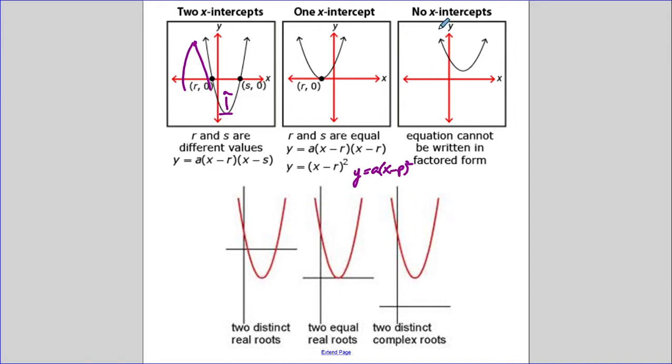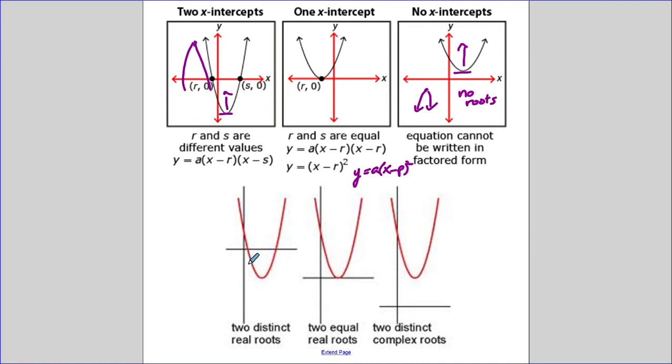Or we might have no x-intercepts, where I have a minimum value but it's above the x-axis and it opens up. Or maybe I have a maximum value that opens downward, but it's below the x-axis to start, and so I would have no way of it crossing the x-axis, so it would have no roots.